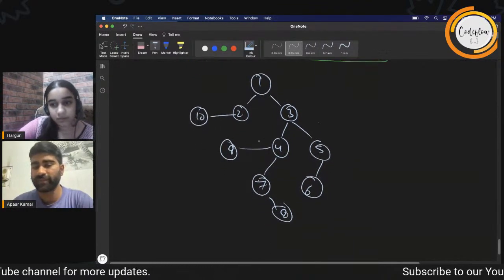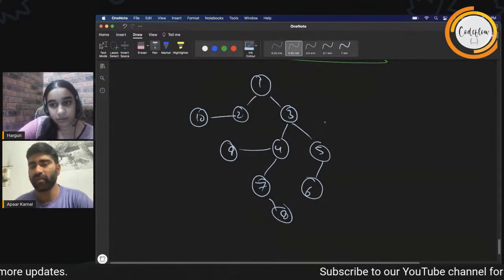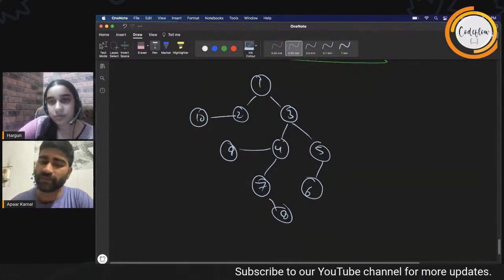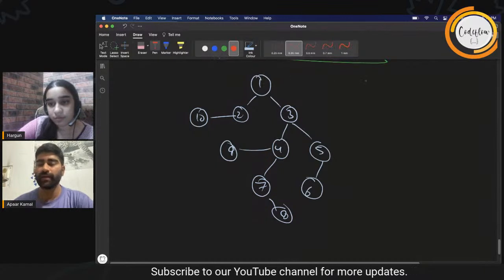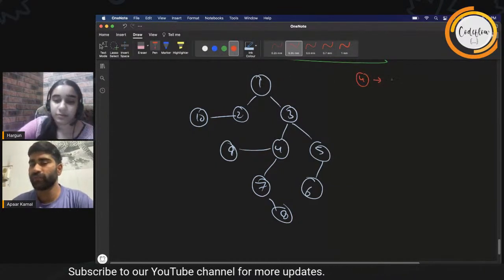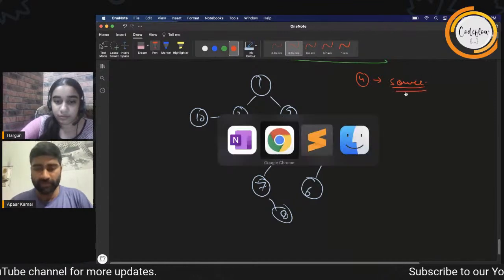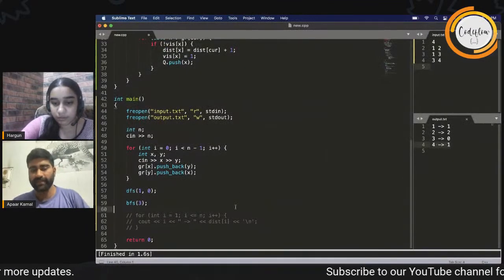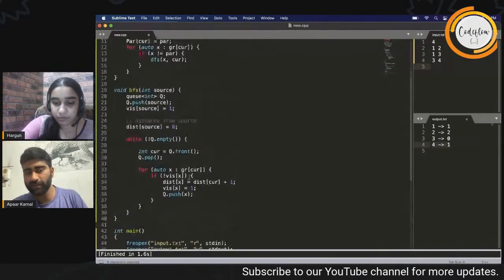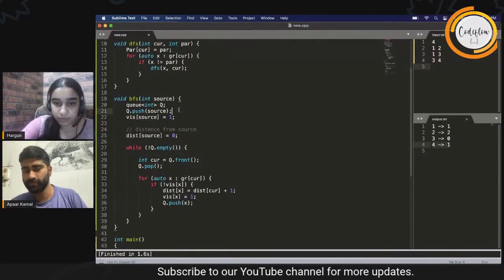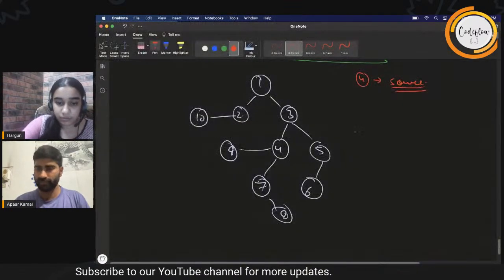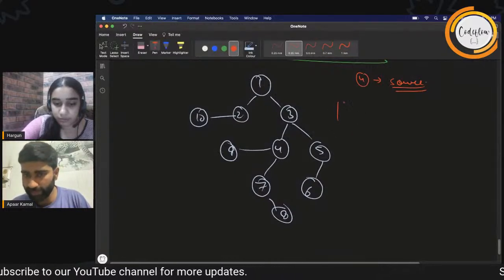Cool. So this is a very big tree, and now let's say I want to start a BFS from 4. We have to start BFS from 4. 4 is the source node. Watch carefully: if I start BFS from 4, I'll pass 4 as the source node. What did I do first? I took a queue, right? So let me take a queue.